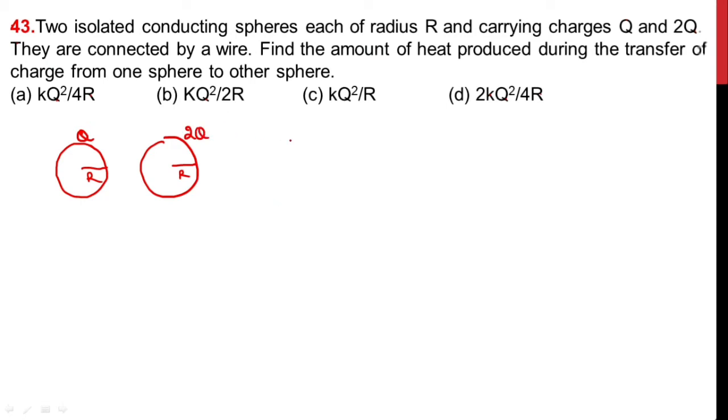Now in the second case, they are connected by a wire. So in the second case, we can draw the same spheres here, but now the two spheres are connected with a wire. When they are connected with a wire, the charges will be shared. What is the total charge? q and 2q, so 3q. When they are shared, this becomes 3q divided by 2 and this also becomes 3q divided by 2.